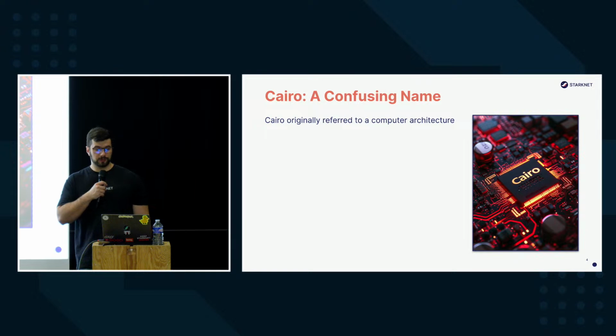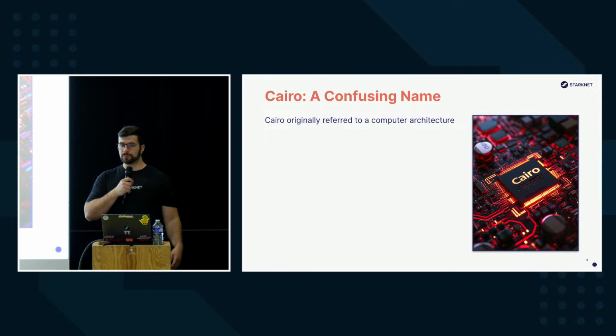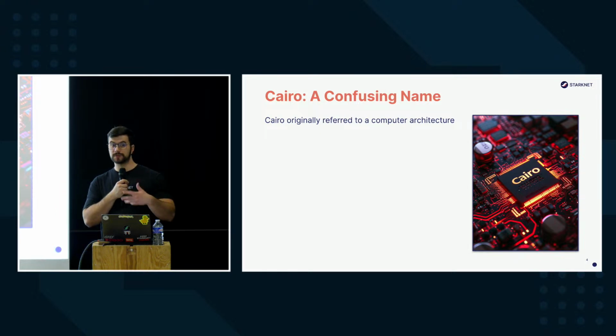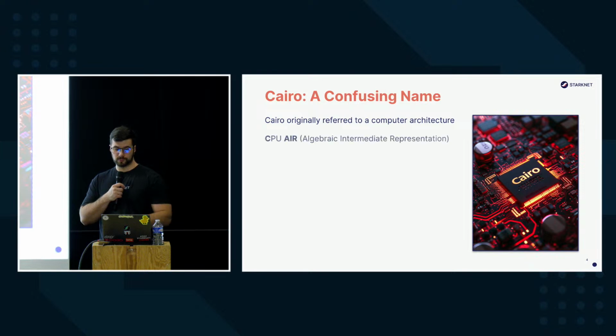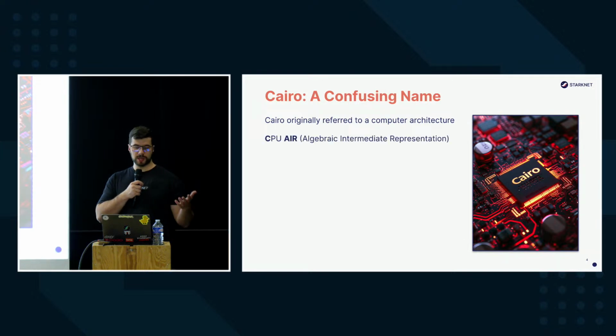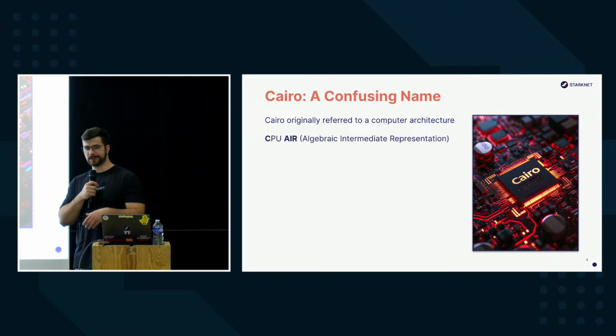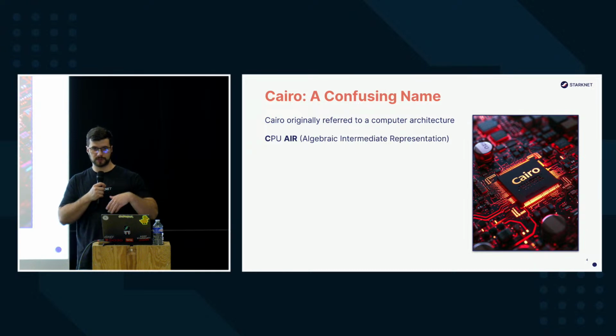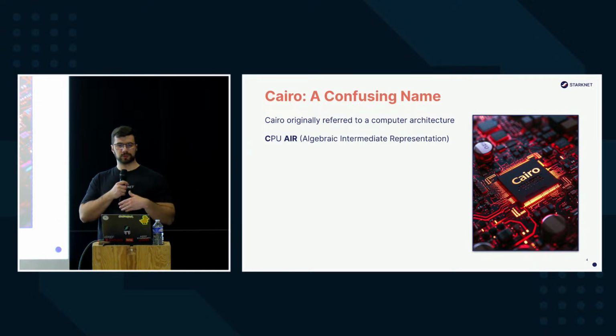For us, basically, Cairo originally referred to a computer architecture, a new computer architecture, which was optimized for these validity proofs, or ZK proofs. And Cairo basically refers to CPU AIR, and the O is added at the end for flair to sound better. But this CPU AIR is algebraic intermediate representation. So this is what the new computer architecture was called initially. Right?